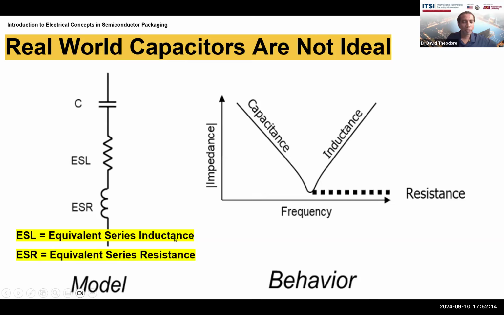ESL is equivalent series inductance, and ESR is equivalent series resistance. So what happens is, this symbol is a symbol for a resistor. In addition to the capacitance, the wires of the capacitor itself have the equivalent of a resistance that resists the flow of current. So the label here really should say ESR, not ESL. And the label here to match this symbol should be ESL, which is the equivalent series inductance.